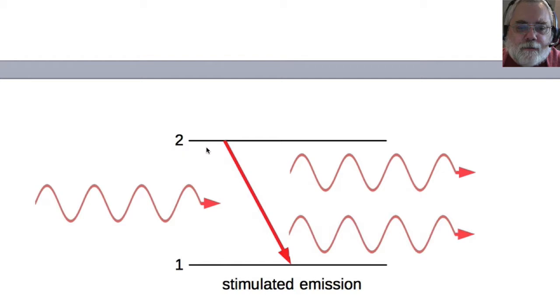So we have been in state 2. There's a surrounding photon of the right frequency. We drop into state 1 and we end up with 2 photons of the same frequency, direction, polarization, and phase.